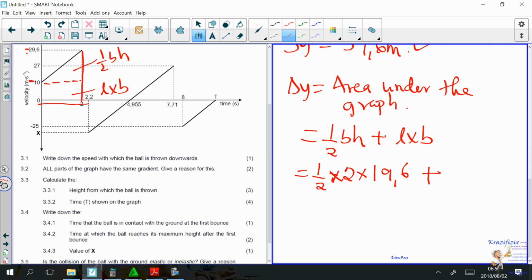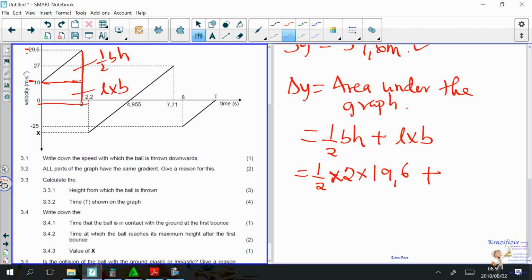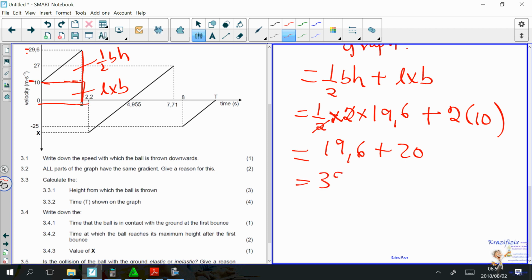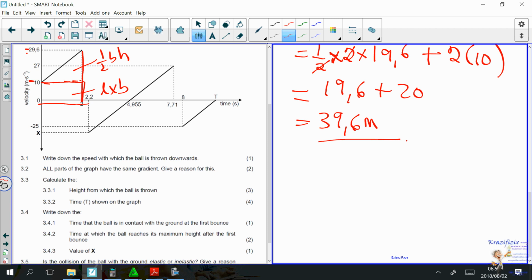Plus, now let's look at the rectangle. This is 2, and this height is 10. 2 multiplied by 10. If you do all of this, you're going to have 19,6 plus 20. And that gives you 39,6 meters. Boom, done. Because sometimes examiners will say without the equation of motion.